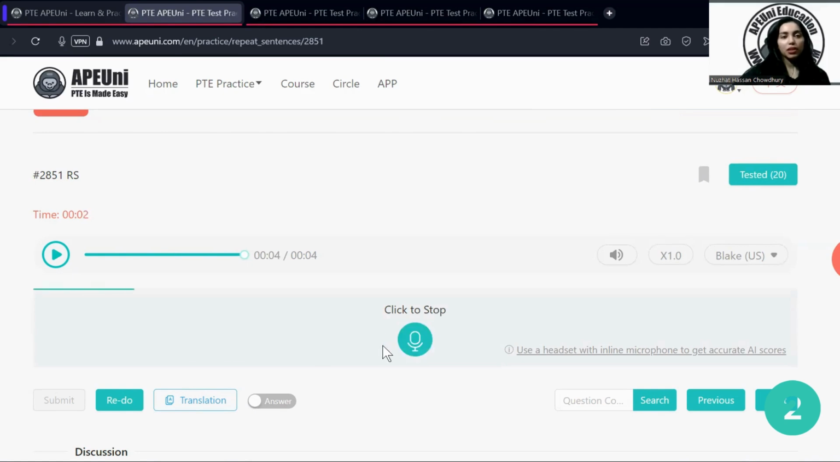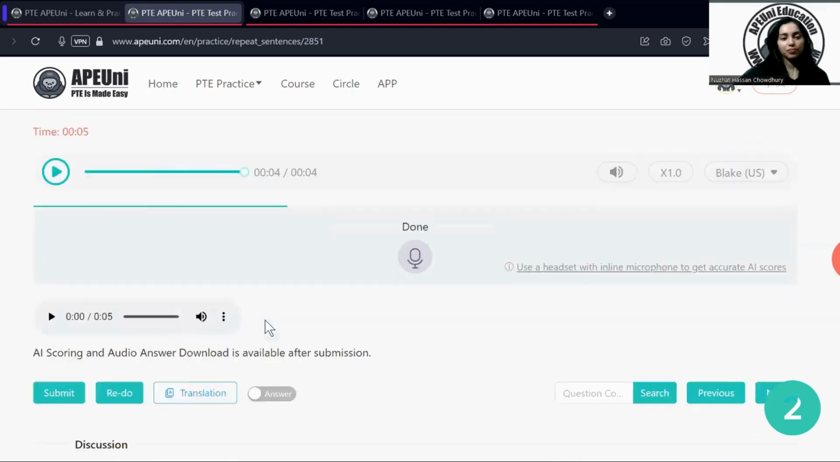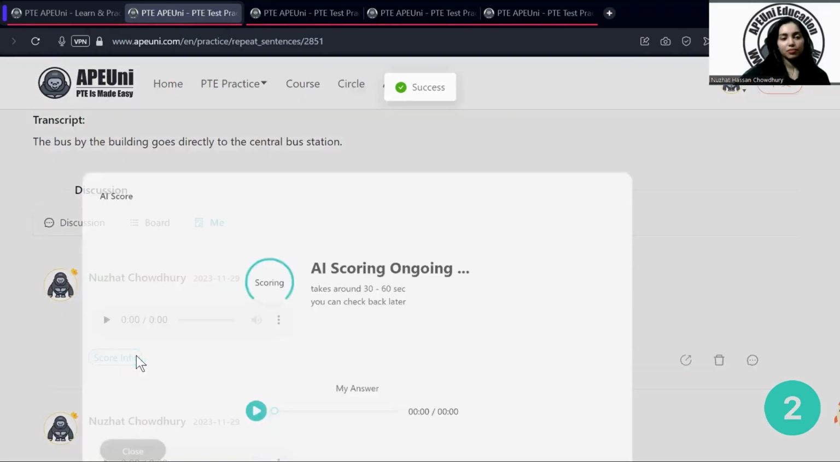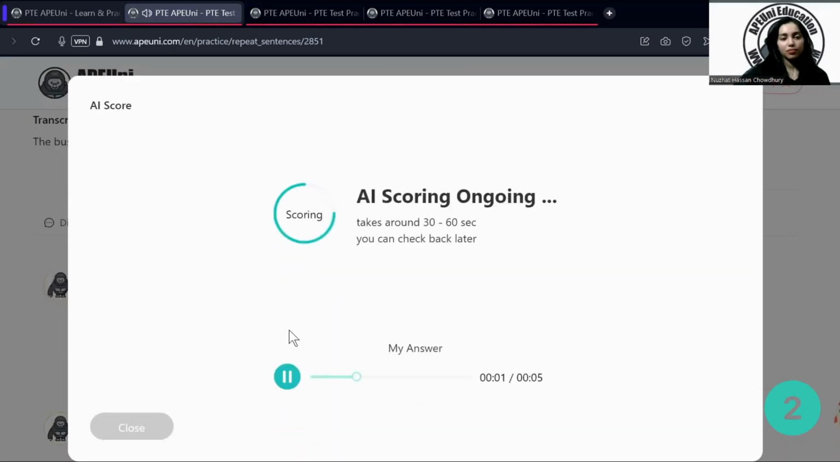The bus by the building goes directly to the central bus station.